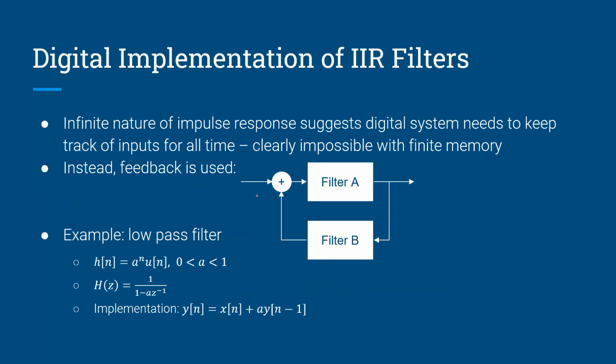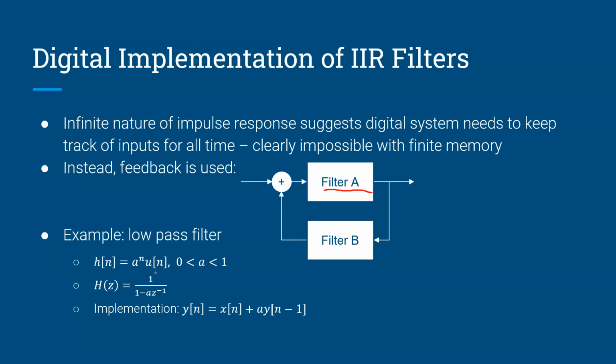We use the concept of feedback. And if you've taken 141, you will know more about this, but if not, don't worry. So the idea is that by using a feedback network, in addition to a feed-forward network, which is this filter A, you can implement an infinite impulse response filter while using a finite amount of memory, which is a big advantage, right? You don't want to use an infinite amount of memory.